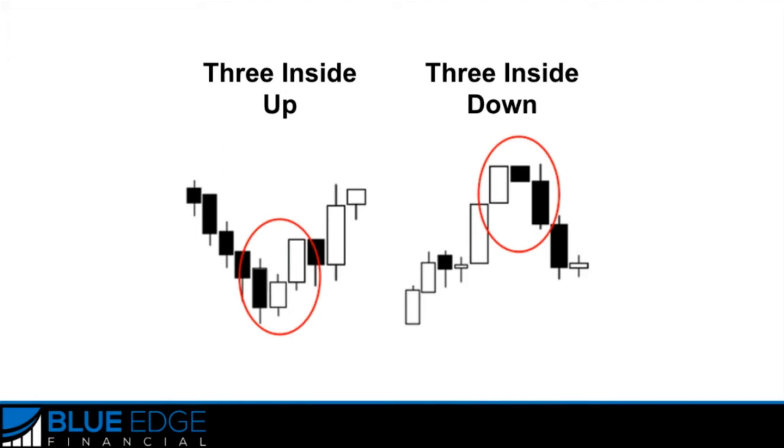The 3 inside up candlestick formation is a trend reversal pattern that's found at the bottom of a downtrend and indicates a possible new uptrend has started. So this is what you should look for when you're trying to identify it.